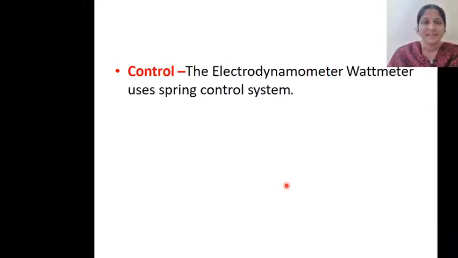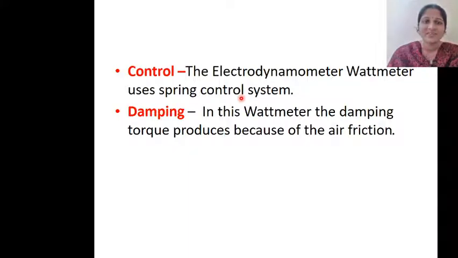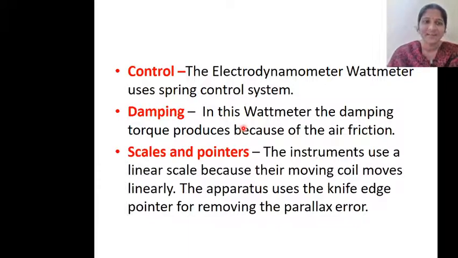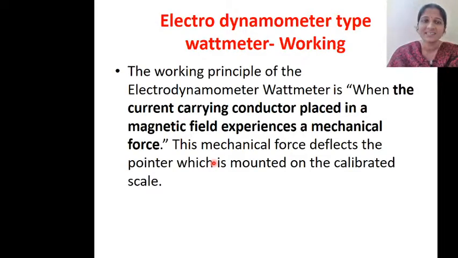Controlling is done by using spring control. Damping is provided by using air friction damping. And scales and pointers are used to indicate the reading of the wattmeter. Next, coming to the working, whenever the wattmeter is energized, a current carrying conductor is placed in the magnetic field. Because of this magnetic field, a mechanical force is produced. Because of this mechanical force, the torque is produced, that is the deflecting torque. Because of the torque, the pointer starts deflecting.